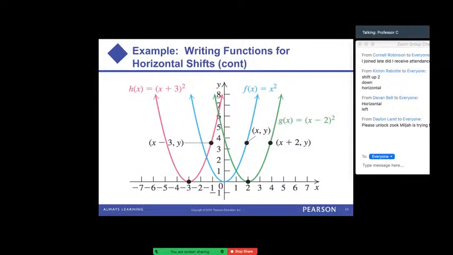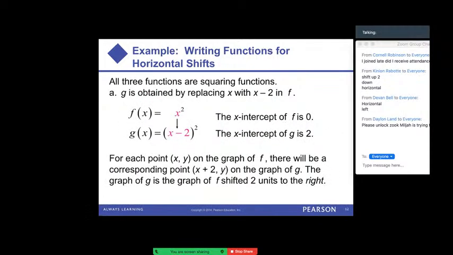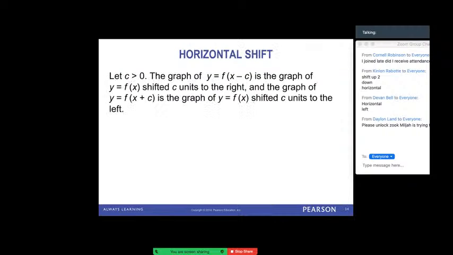So again, inside manipulations are typically the reverse of our intuition, and they go side to side. They elicit side to side changes. Okay, I think we talked about those two. So again, let c be positive. Then the graph of f of x minus c is the graph of the original function shifted c units to the right because of that minus c, right? And then this plus c is the original function shifted c units to the left.